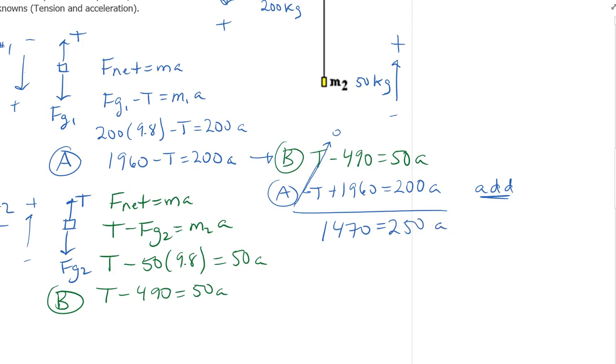And now we're almost there. We just divide both sides by 250. So I say A is equal to 5.88 meters per second squared. So it took me a little bit longer to get acceleration. I did say that that system approach was easier.